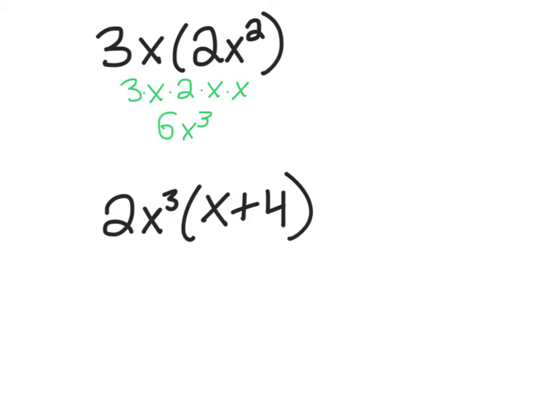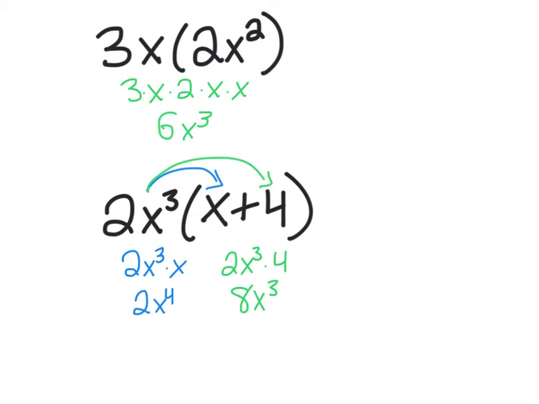In the second example, I have 2x to the third times parentheses x plus 4, or times the sum of x plus 4. Because I see addition in the parentheses, I know that I'm going to have to distribute this whole term on the outside, my 2x to the third, to each term on the inside of the parentheses. So when I distribute my 2x to the third to my x, I get 2x to the third times x, which is 2x to the fourth. Then when I distribute the 2x to the third to my 4, I have 2x to the third times 4, in other words, 8x to the third.